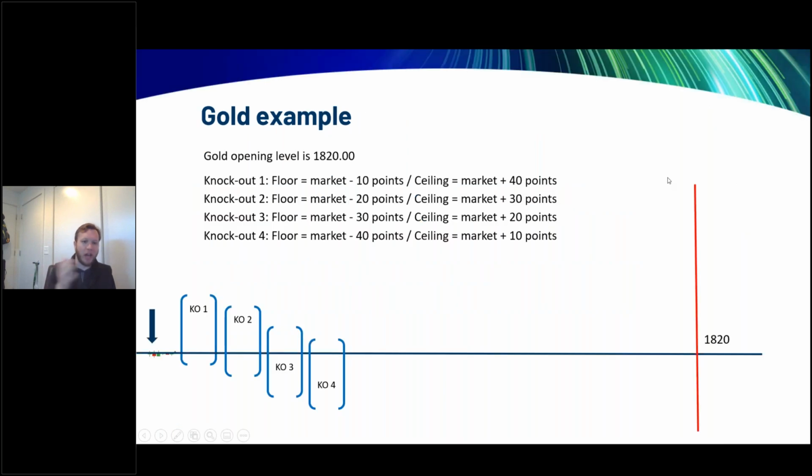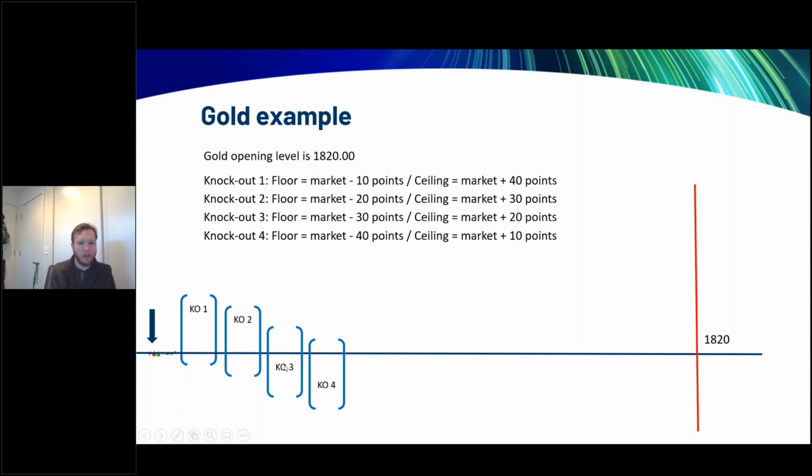And so here we have just kind of an example, and I think this will, if anyone's not following so far, I think this might illuminate it a little bit more. So here are 4 knockouts. So let's say this is the beginning of the week. We have gold, it's trading at 1820. And we have these 4 knockouts right here.